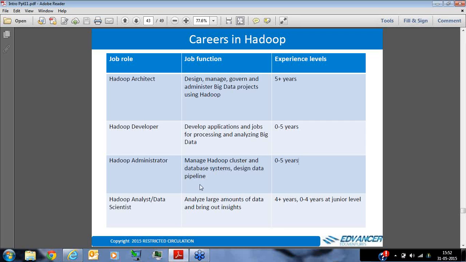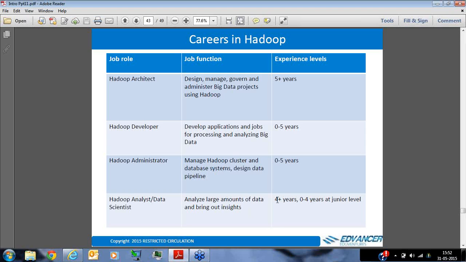Then there are Hadoop analysts or data scientists. What do these guys do? They analyze large amounts of data and bring out the insights from that data. So they work with the Hadoop developers, or in many cases, Hadoop developers also do this kind of analysis work. They are the ones who will do statistical analysis, things like predictive analytics, predictive modeling, using the Hadoop ecosystem, most typically things like Hive or Pig.